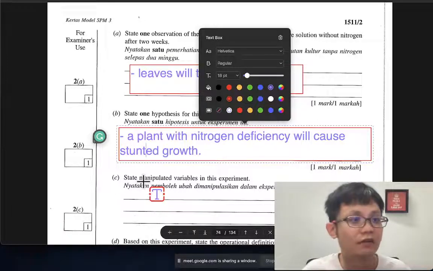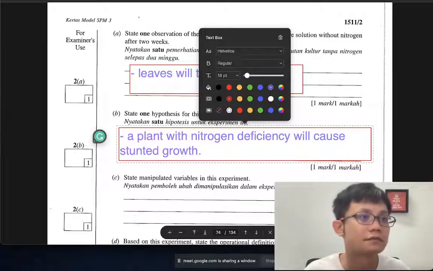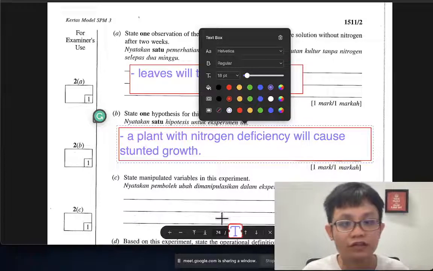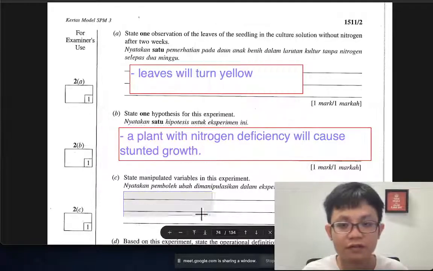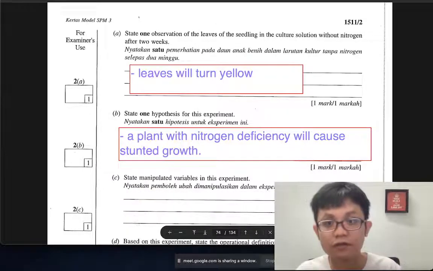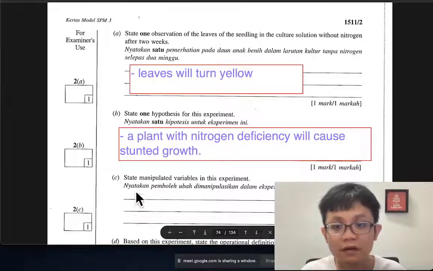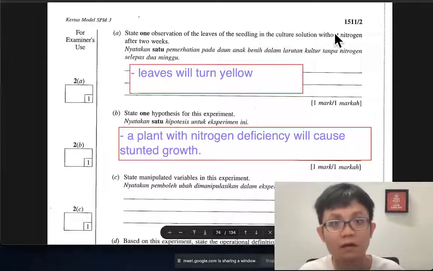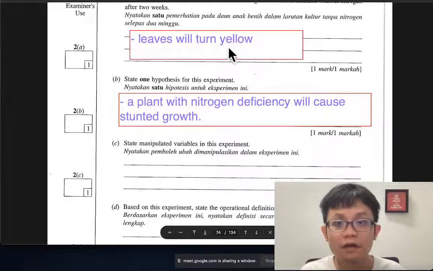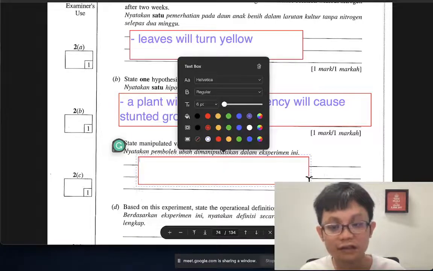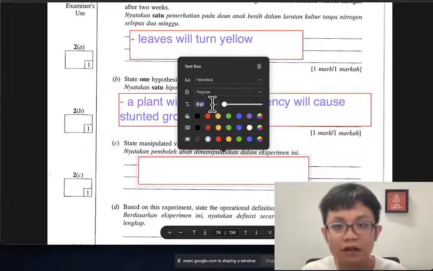State the manipulated variable. Nutrient. Yeah, nutrient. Type of culture solution. Can? Type of culture solution.